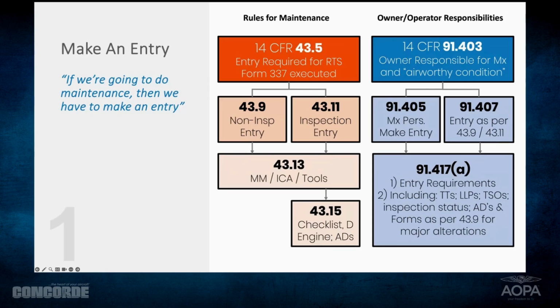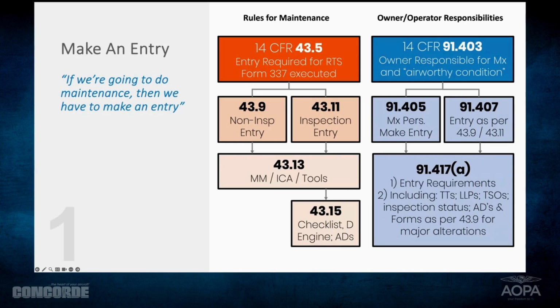Okay, what's going to go in the entry? 43.9. That's how we're going to do non-inspection entries. 43.11, how we do inspection entries. 43.13, how we do maintenance performance. So we're going to use a maintenance manual. We're going to reference the ICA. We're going to use the tools and the test apparatus to do our job.